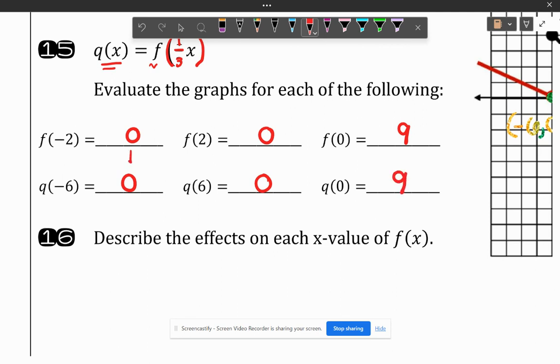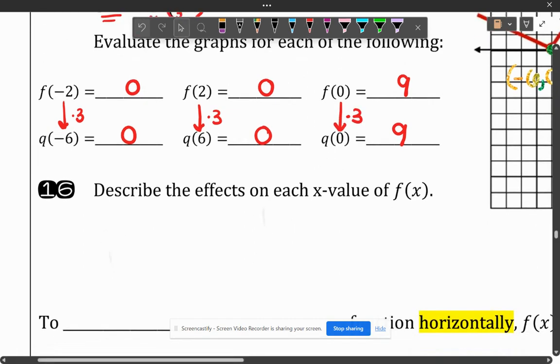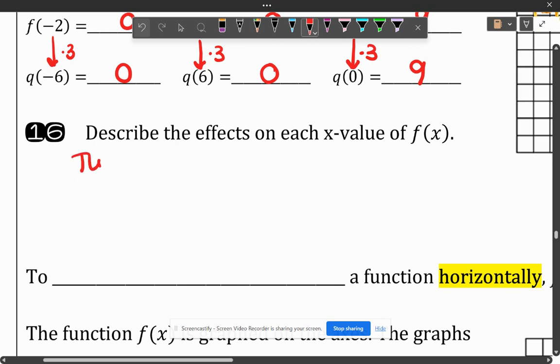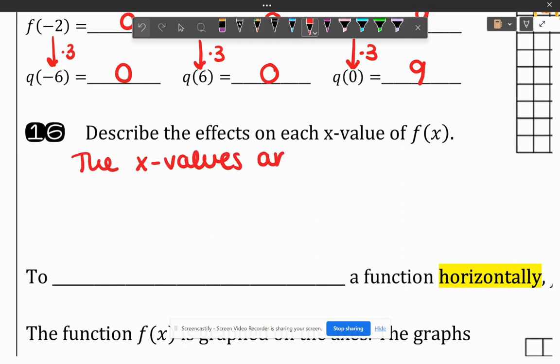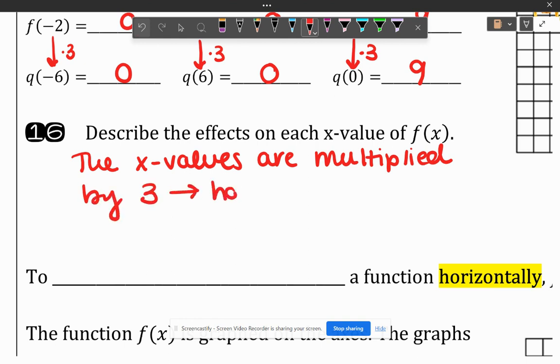So you'll notice that there's no changes in our y values. However, our x values are being multiplied by 3. Okay? So the x values are multiplied by 3, which is causing that horizontal stretch.